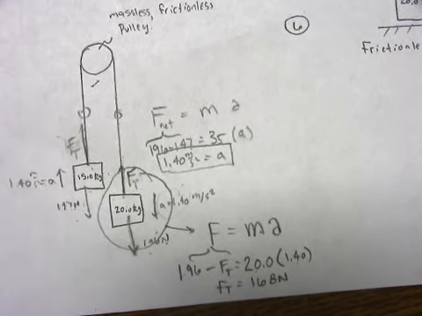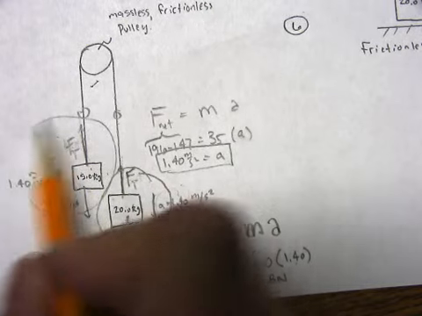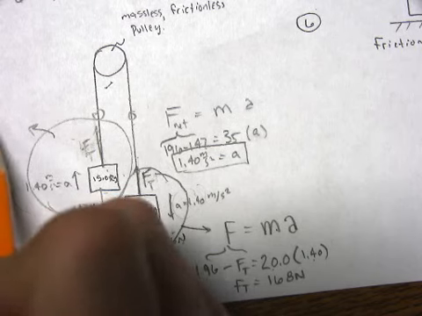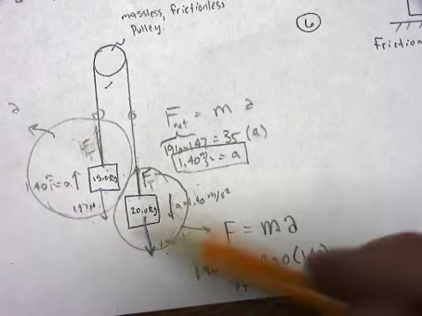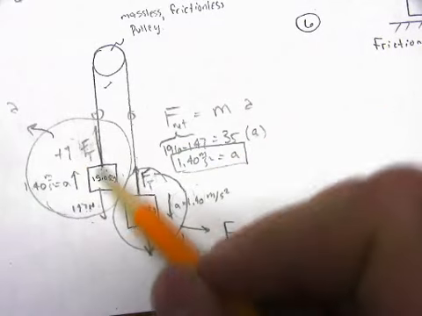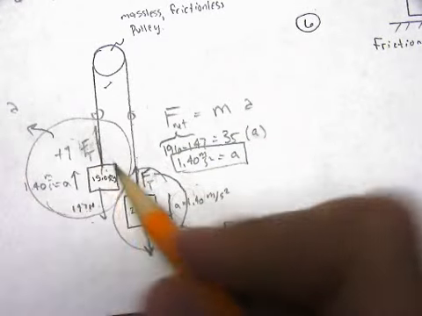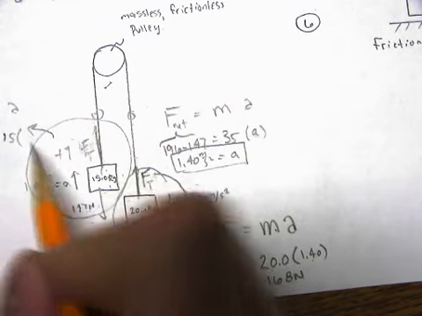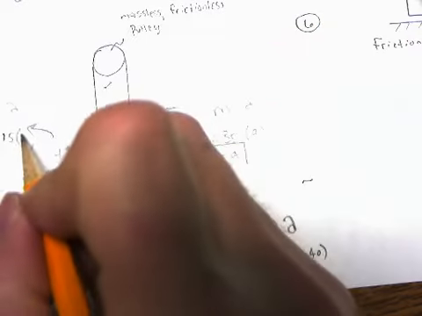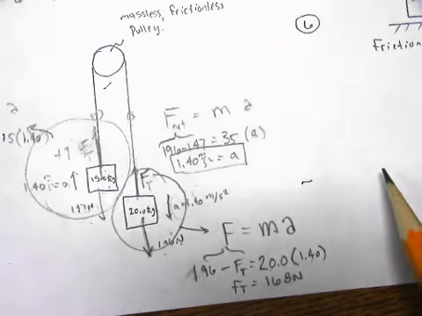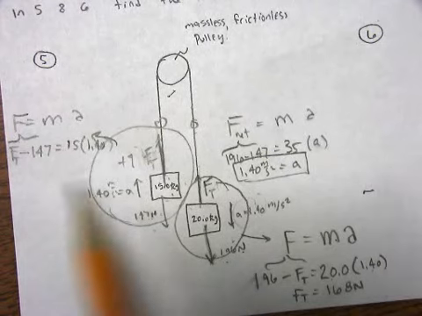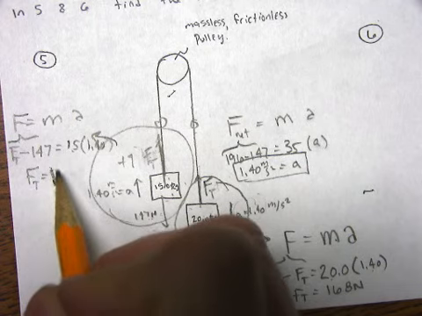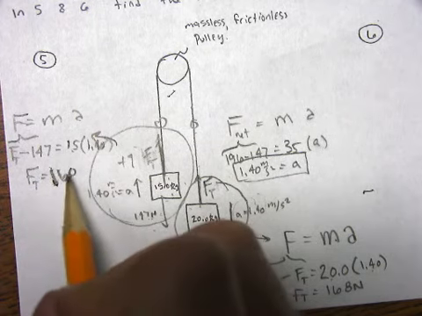Now, I could have done the exact same thing over here. I could have looked at just this block. F equals ma. The two forces. I'm going to call up positive in this case. I've got a positive force, force of tension. I've got a negative force, 147. My mass is 15, and the acceleration is up in the positive direction, 1.40. So 15 times 1.4, I add 147, and believe it or not, it comes out to the same thing, 168 newtons.